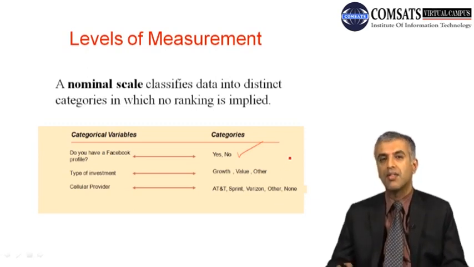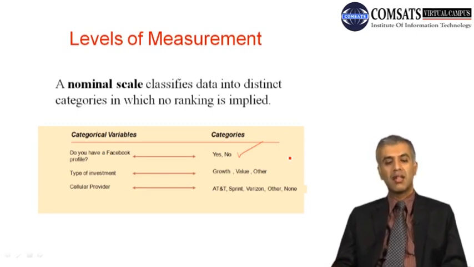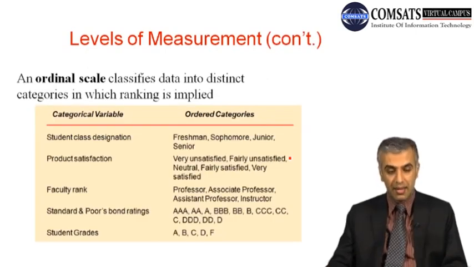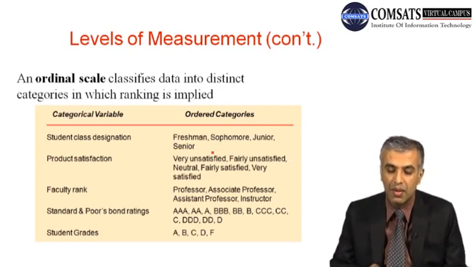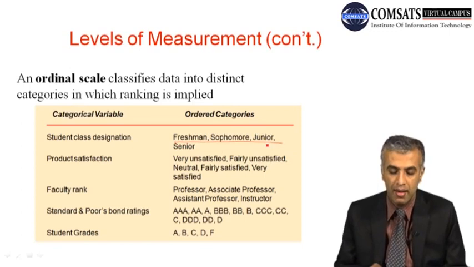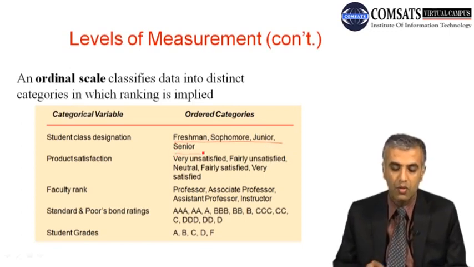As we have tackled this in SPSS, we have seen that in the SPSS software this kind of data is also labeled with the nominal scale. Then we had a discussion on what an ordinal scale is, and in this case the ranking is implied, as you can see in the example here and here as well.